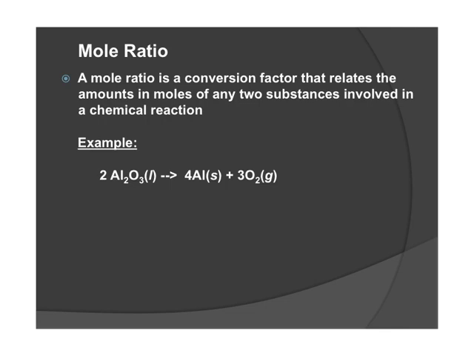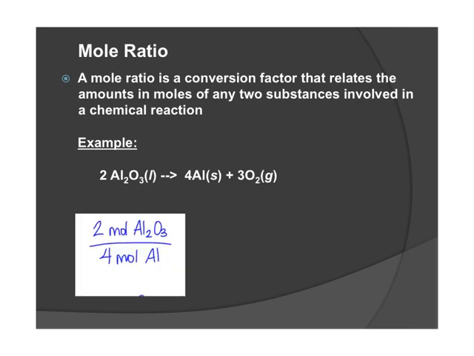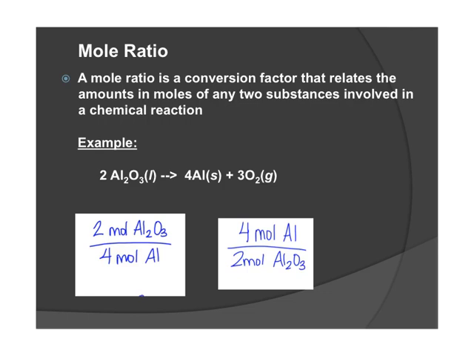So if you look at this formula, you have 2 aluminum oxides forming 4 aluminum metal and 3 oxygen gas. So let's look at this as what a conversion factor is. And you guys have been using these, so just stick with me and you'll understand. So for every 2 moles of Al2O3, I get 4 moles of aluminum. And likewise, for every 4 moles of aluminum, I've used 2 moles of Al2O3. And we can find conversion factors for all of these.